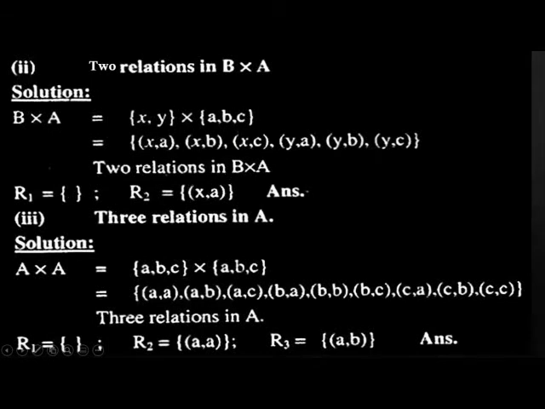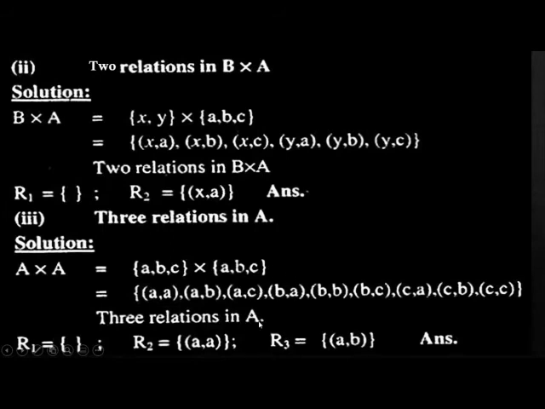And what you have to find? You have to find the two relations. The first relation is null set and the second relation is the first ordered pair. Now three relations in A, it means A to A. So A to A is ABC multiplied by ABC. So it would become AA, AB, AC, then BA, BB, BC, CA, CB and CC.